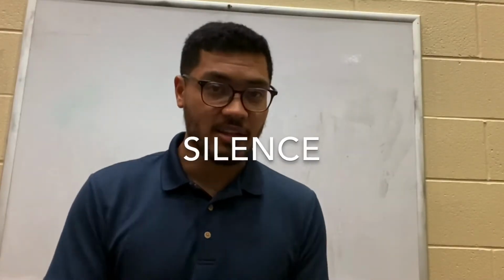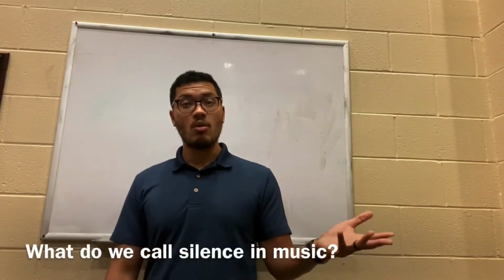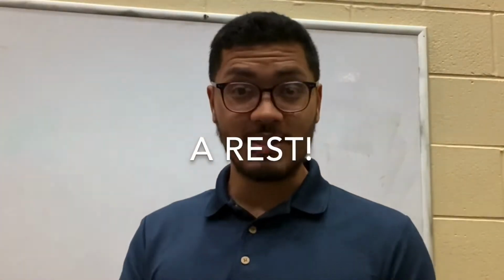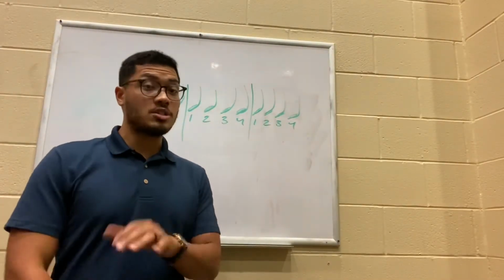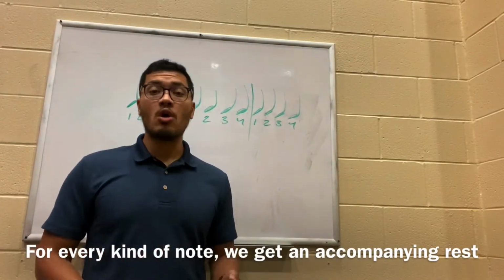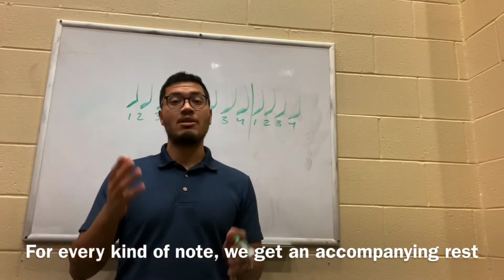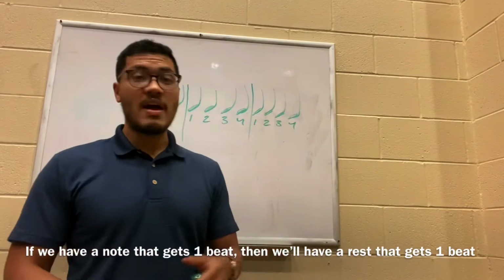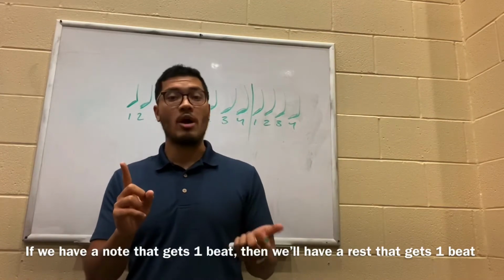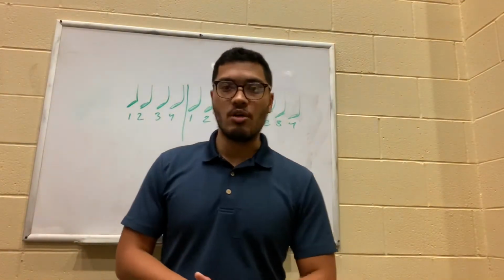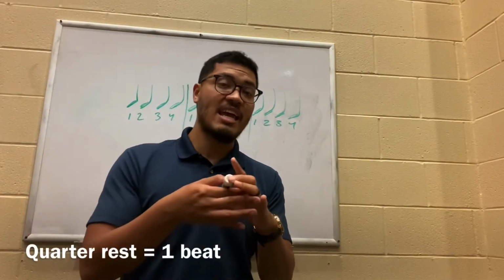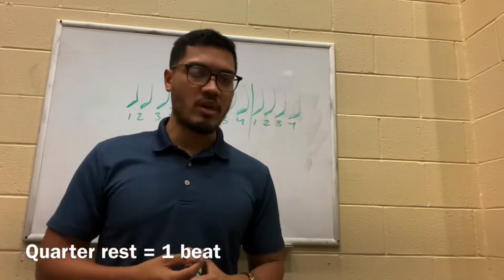It's called silence. Awesome. So in music, what is something we call silence? A rest. So something in music that we should understand and always remember is that for every kind of note, we also get an equal and opposite rest. So if we have a note that gets one beat, then that means we're also going to have a rest that gets one beat. We just learned a couple seconds ago that a quarter note gets one beat of music. So that also means that a quarter rest also gets one beat of music.